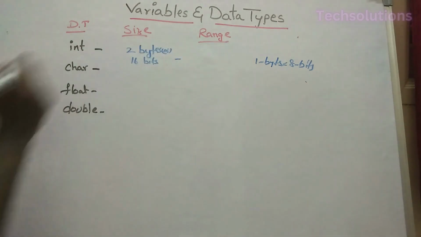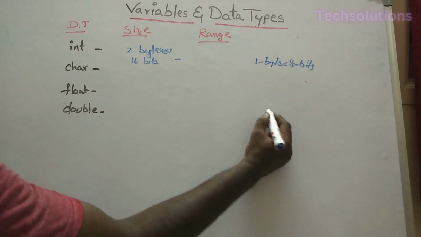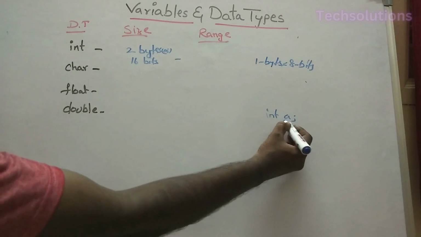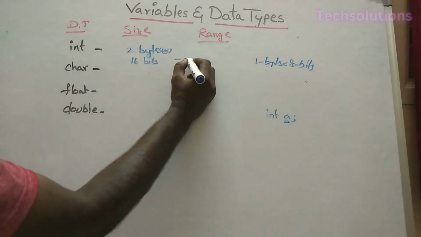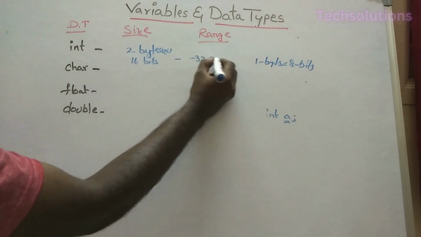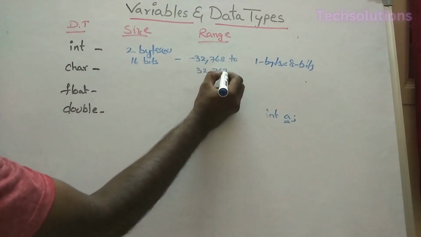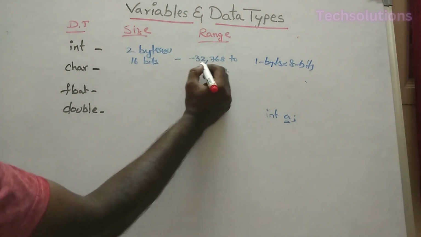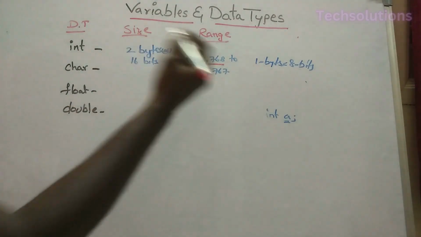Now what is the range of integer? Suppose I declare the variable a. What is the maximum value the variable can store, and what is the minimum value it can store? The range of the integer is minus 32,768 to 32,767. That means the range indicates that the minimum or least value is minus 32,768, and the maximum value is 32,767.